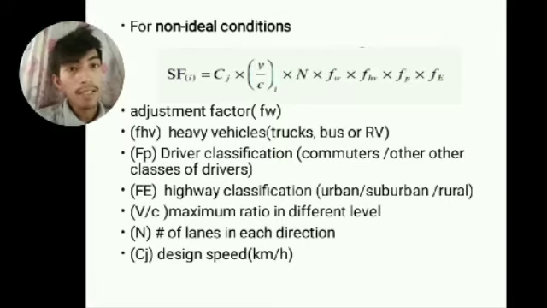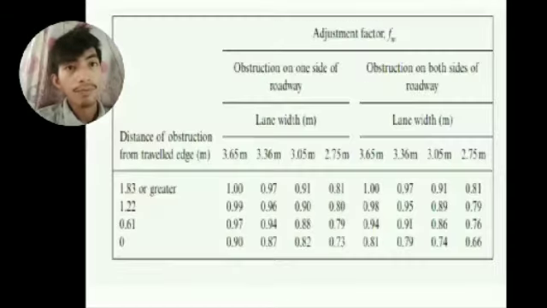Yung FE naman natin is the highway classification. Dito natin na-determine kung siya ay galing sa urban, suburban, o rural. Yung VC natin ay maximum ratio in different level. Bago yung N naman natin ay number of lanes in each direction. Bago CJ natin is design speed in kilometer per hour.